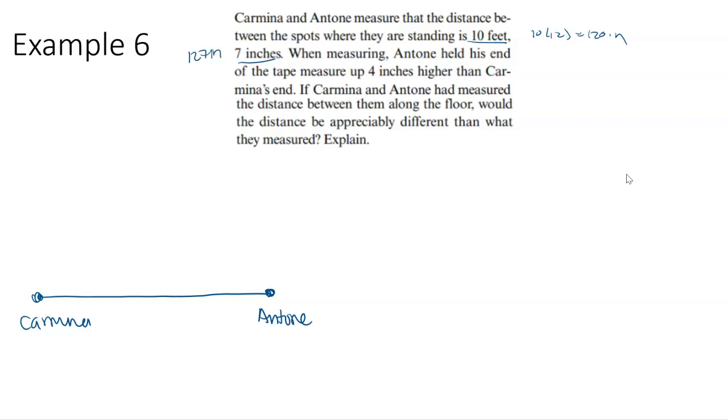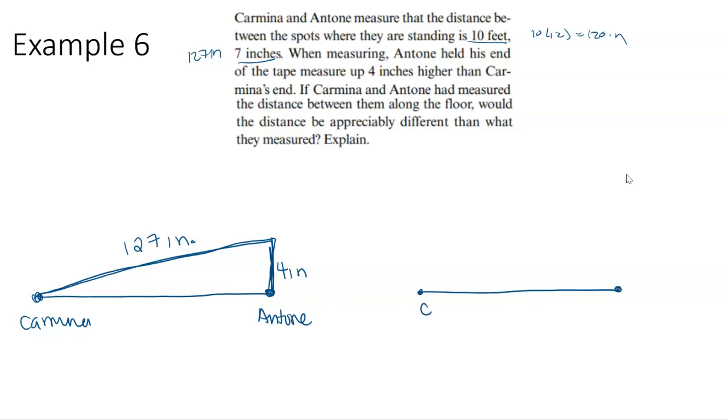What we're saying is that their distance could be 127 inches, but Antone actually held his end of the tape measure up 4 inches higher than wherever Carmina's end was. They measured this distance, 127 inches from here, not from the ground. And they want to know, is that any different than if they would have measured along the floor? Is that the same? Let's take a look here.